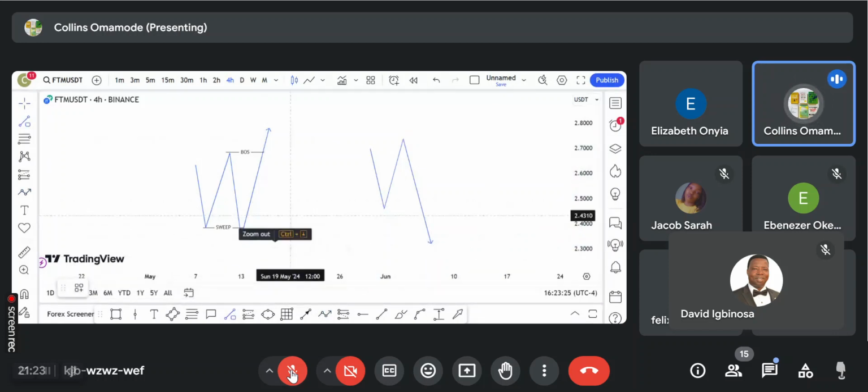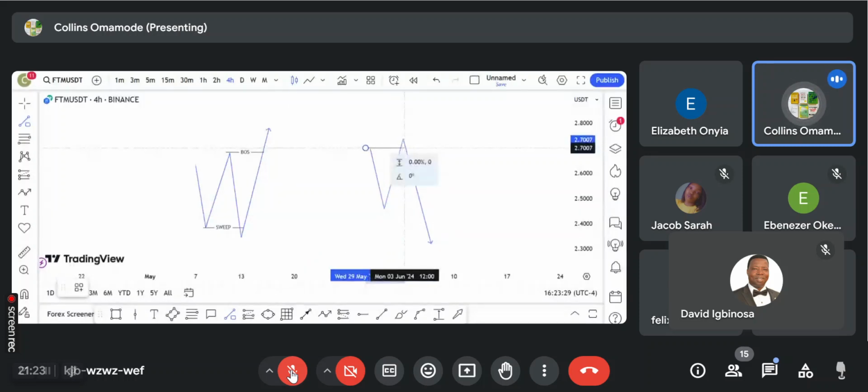So when I come to this chart, I'm looking for where price swept liquidity and broke structure to give me a range.